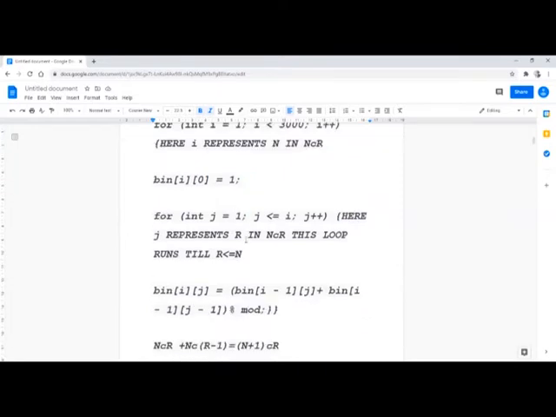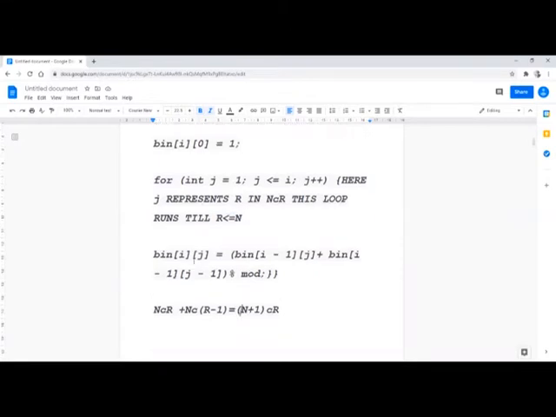For int j is equal to 1, j less than or equal to i, j plus plus. So the inner loop runs till the condition r is less than or equal to n, where j represents r in NCR. Then we calculate the binomial coefficients by the formula bin of i j is equal to bin of i minus 1 j plus bin of i minus 1 j minus 1.